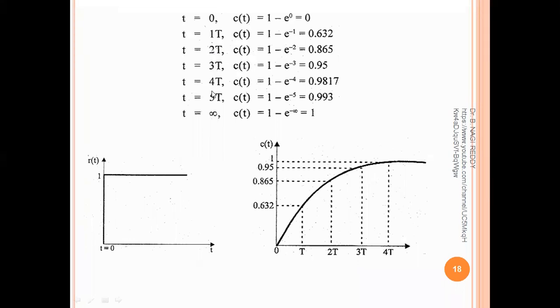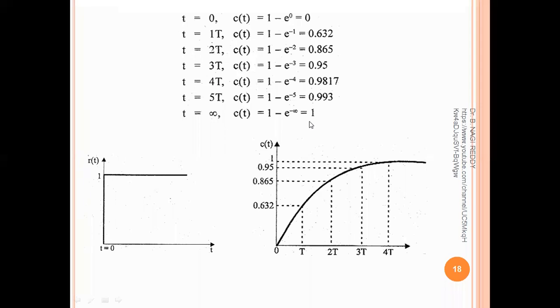Similarly, substitute 2T, 3T, 4T, 5T. Likewise, we can substitute infinity also. e power minus infinity will give 0, so 1 minus 0 will be 1. And from these values, we can draw the graph. You can see here my domain T, 2T, 3T, 4T, 5T, and up to infinity. And you can see at infinity, the output is 1. That means the input is 1, and at infinity we got the output value also 1.